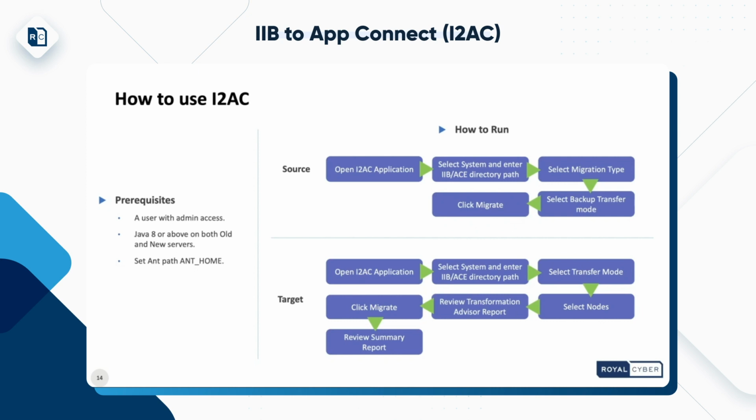So how to use I2AC? What are the prerequisites? Identify or set up a user that has admin access to execute the solution. Ensure that you have Java 8 or above running on both old and new server and Java home path is set correctly. Install Java if it is missing and set up Java home path. Set up ant home path as well. And then, this is the execution, how you can run it. So there is a source and then there is a target as well.